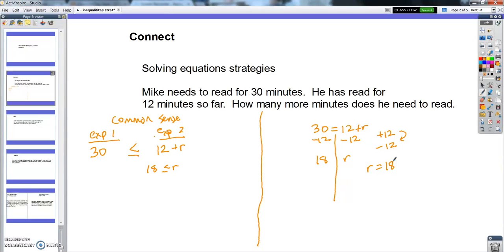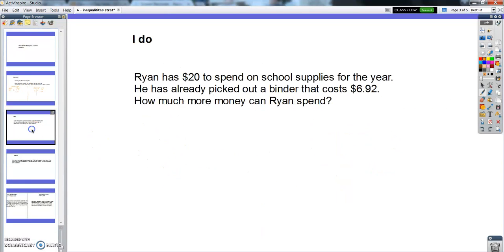And we're going to use that exact strategy again today. It works the exact same way with inequalities as it does with equations. Check it out. So here we go. Ryan has $20 to spend on school supplies for the year. He has already picked out a binder that costs $6.92. How much more money can Ryan spend?